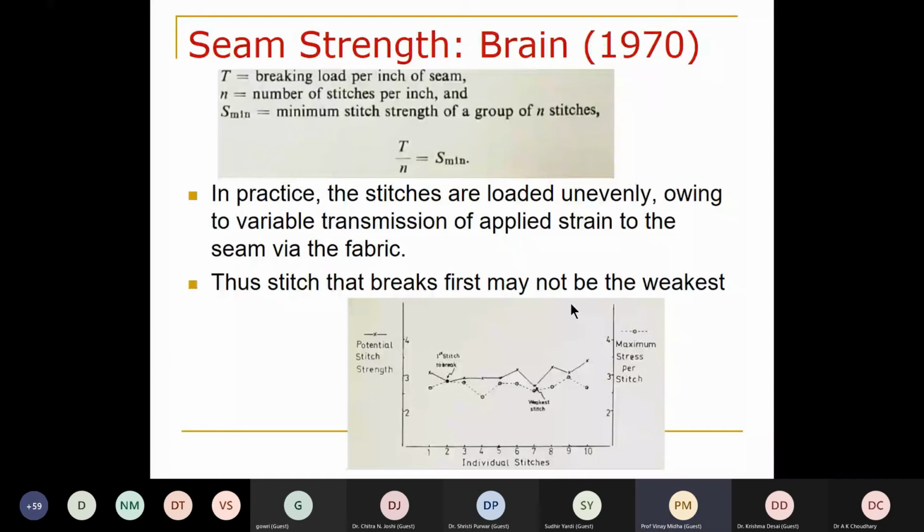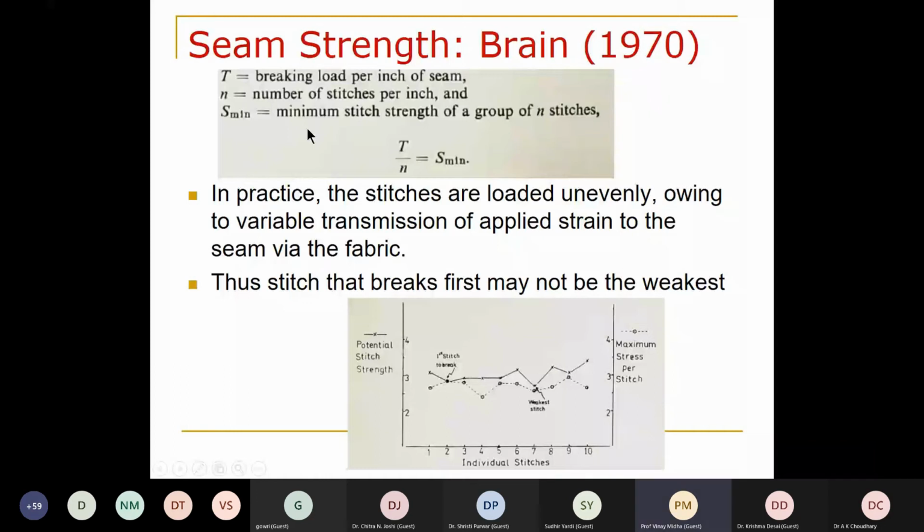And Brain in 1970 gave the concept of the minimum stitch strength. So he found this particular problem, and because of that, the uneven loading of the sewing threads takes place during the tensile testing, and the variable transmission of this particular strain takes place into the seam via the fabric, because the fabric threads are also playing a role during the load transmission, and because of that, the uneven loading of the sewing thread stitches takes place.